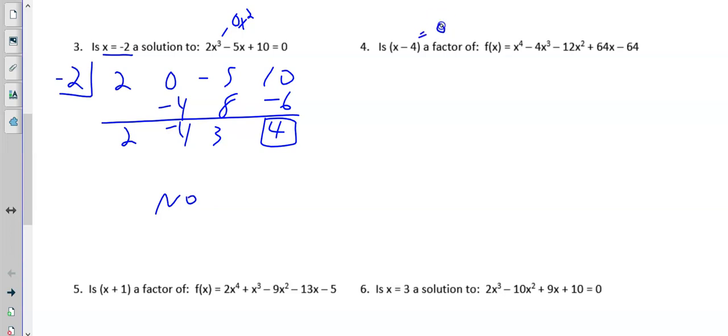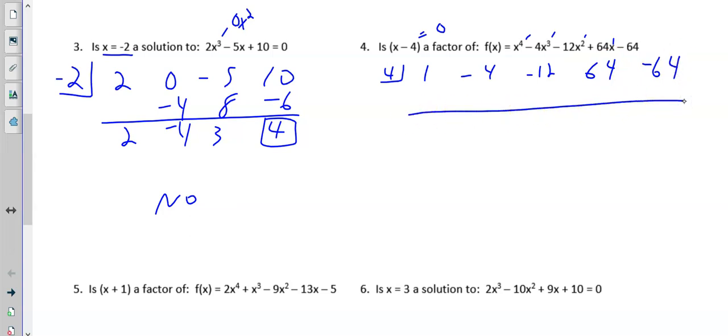Right? Set it equal to 0. Number in the box is 4. I have a 4, a 3, a 2, and a 1. No need for zeros. 1, negative 4, negative 12, 64, and negative 64. Careful on that one. Always pay attention to the signs.